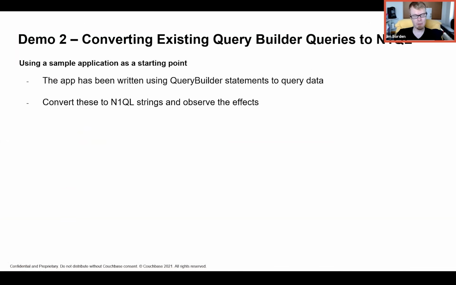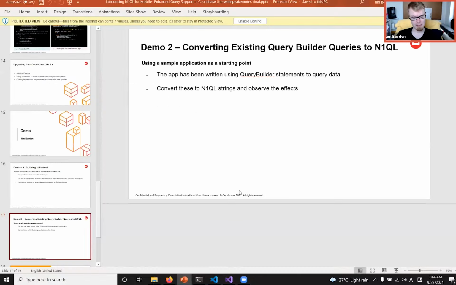So we have an app that we wrote, a simple demo app. It's called the user profile app, and it's using query builder statements to query data. And so what I'm going to do is convert these to N1QL strings and observe the effects of that.